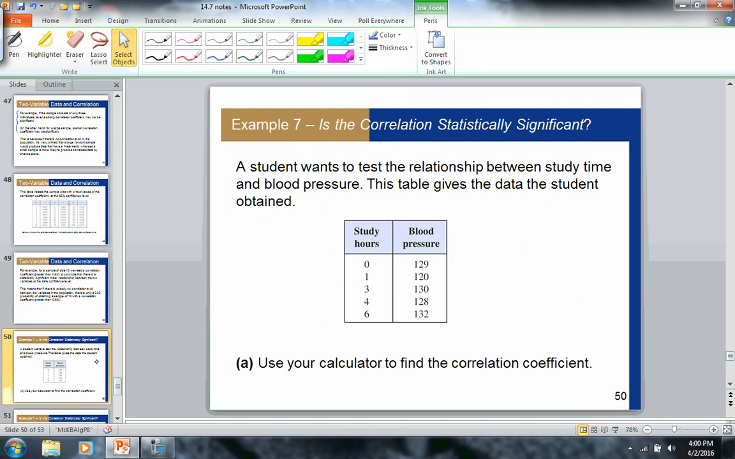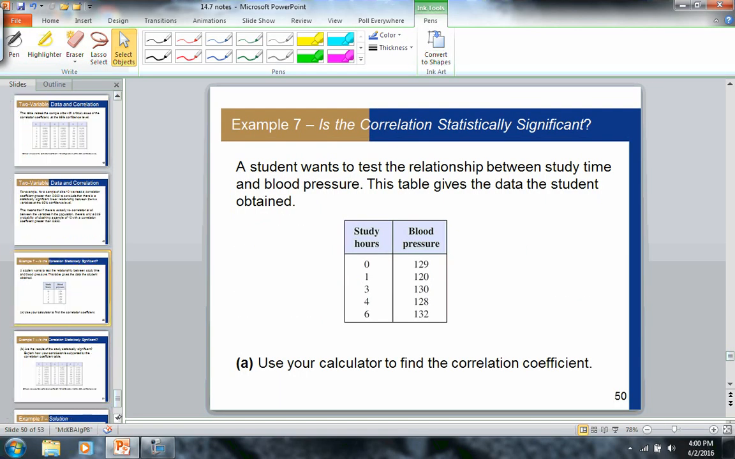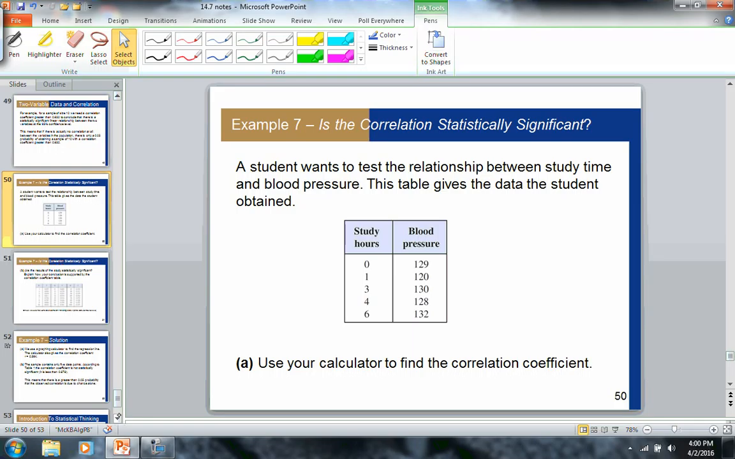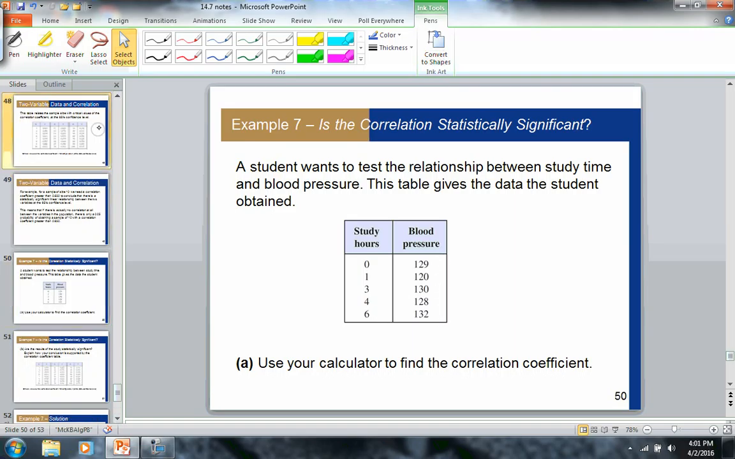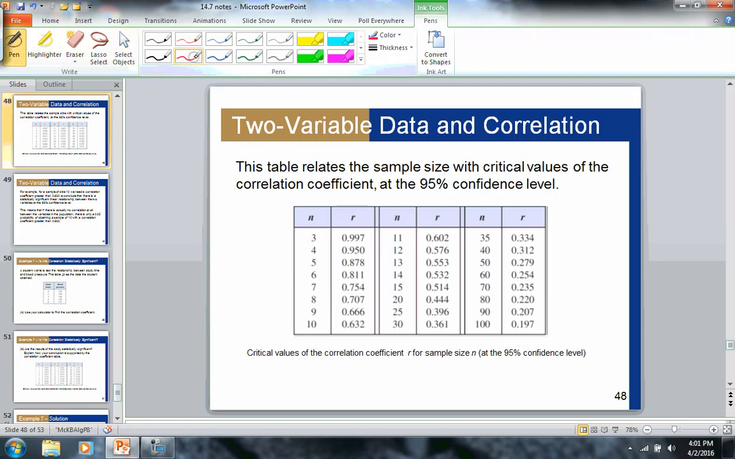Okay, so let's look at our very last example here. A student wants to test the relationship between study time and blood pressure. So this table gives the data the student obtained. Okay, so we have 5 data points. So that's not much. So if we're looking back on this table here, we're going to be dealing with 5 pieces of information. So we need a correlation coefficient of 0.878 in order to be significant.